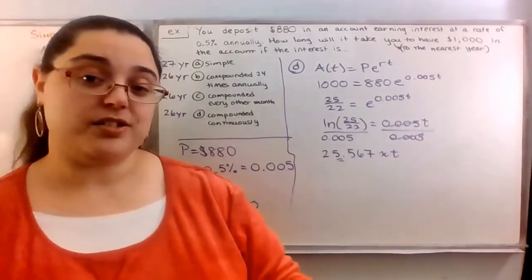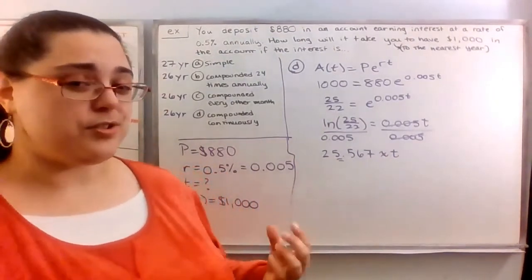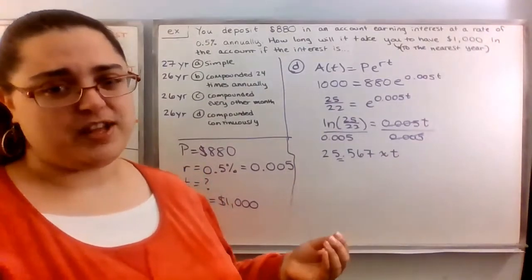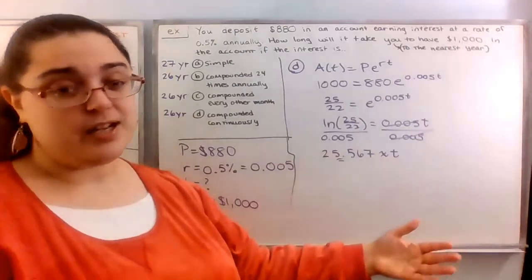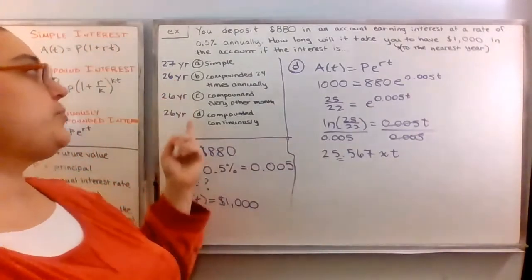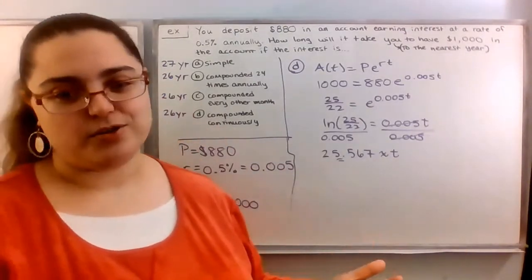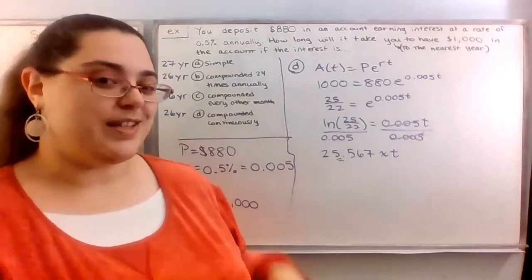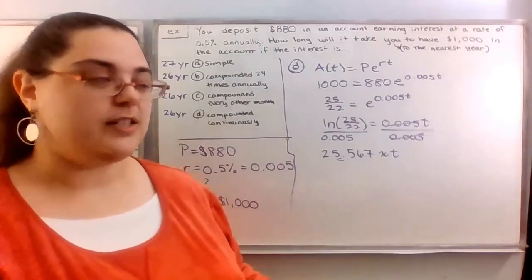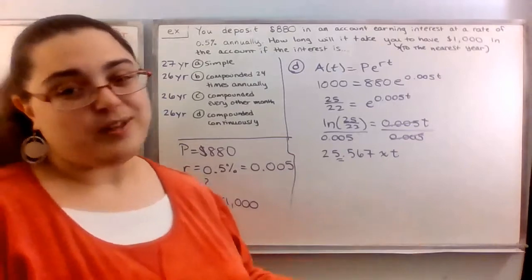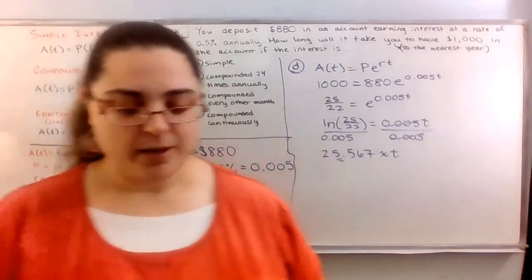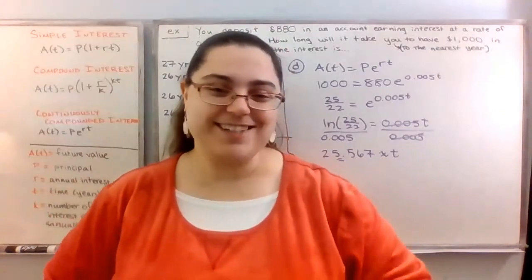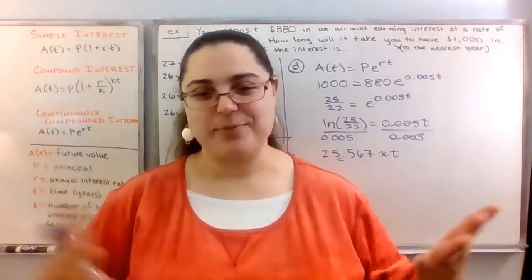So in this particular situation, our interest rate is so low, 0.5%, that it doesn't really matter how frequently we compound. It's still going to take us 26 years to earn that 120 bucks. Savings accounts tend to have very low interest rates, so you don't really get a lot of money from a savings account, unfortunately. Meanwhile, loans tend to have higher interest rates because, you know, that's how banks make their money.